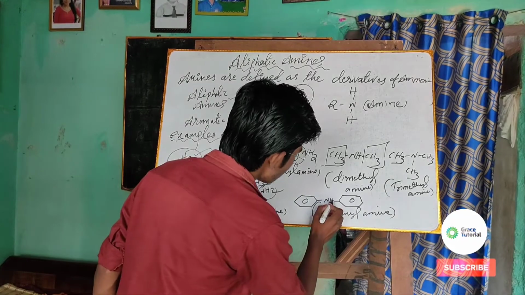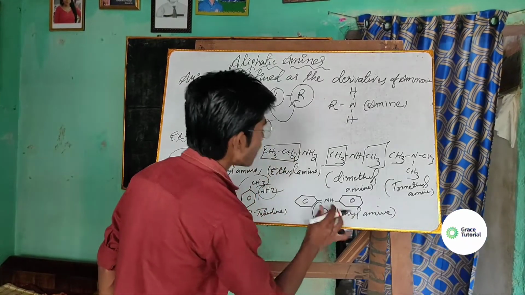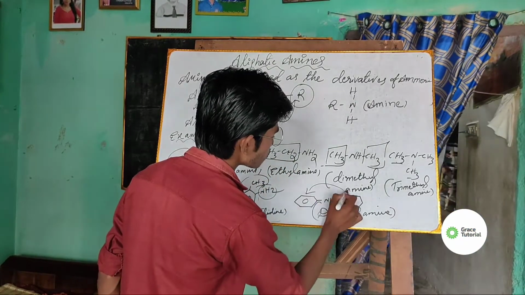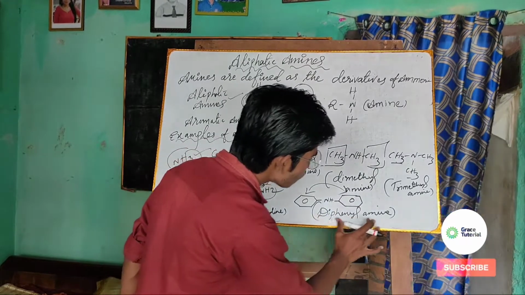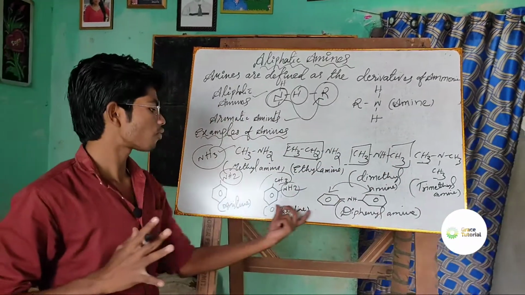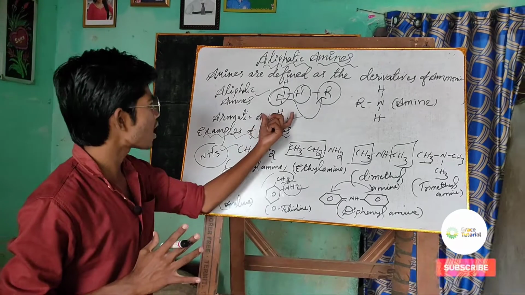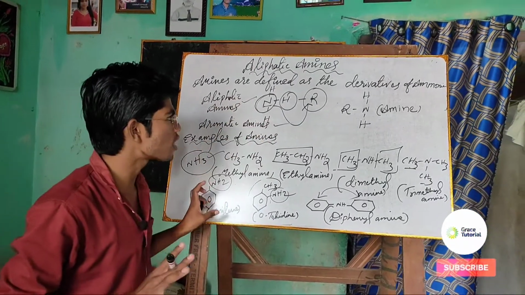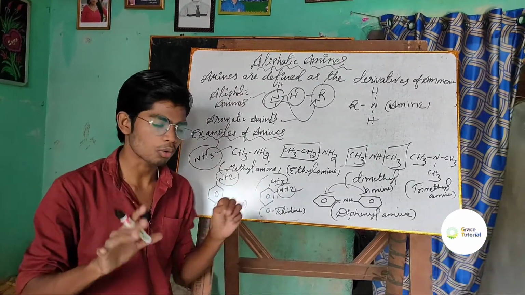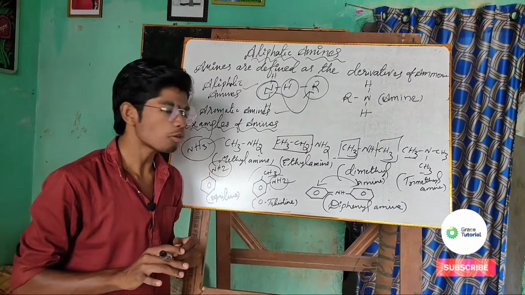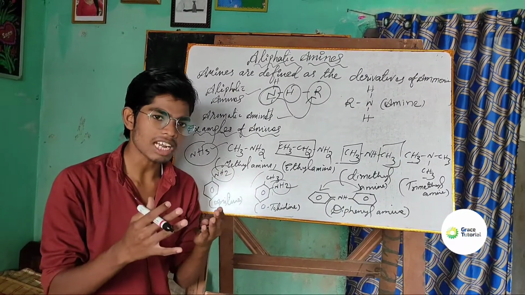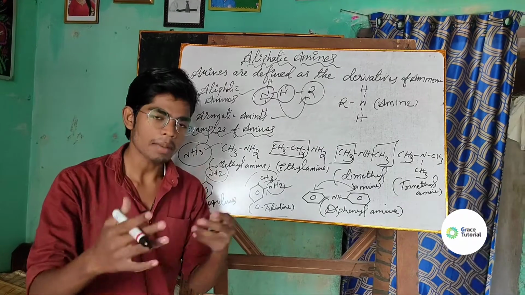Similarly, here the hydrogen atoms are replaced by both the phenyl groups. That's why this is known as diphenylamine, and these are the different examples of aromatic amines. So aliphatic amines and aromatic amines, I hope it is very clear for you. Now we will discuss the different types of amines, that means the classification of amines.